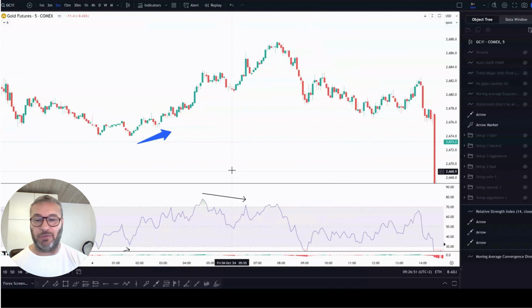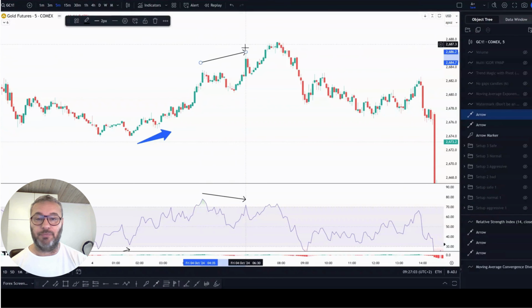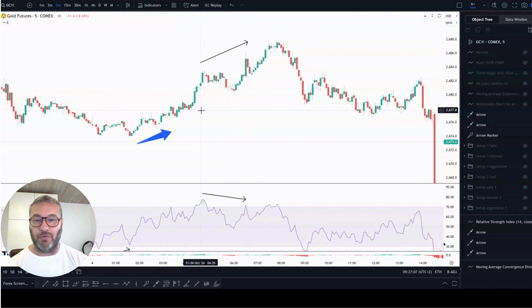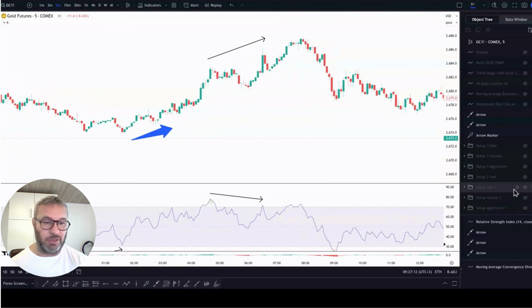So here we have the next setup. Here I would have an alert. When the price breaks the alert, I will wait for the divergence. And as you can see, we have divergence here, from this point to this point. So let's say I open this one.